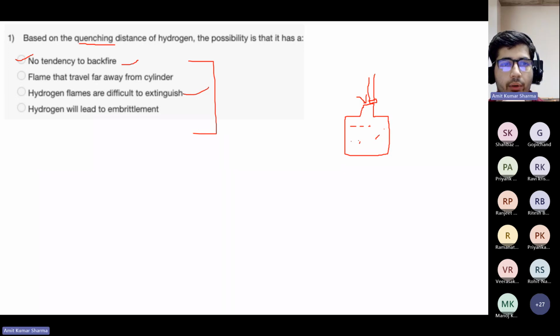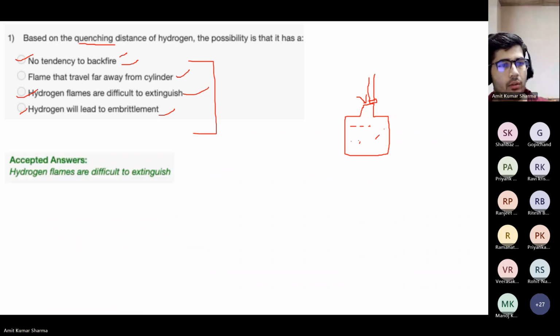Hydrogen will lead to embrittlement? No, because that is a different aspect. The correct option will be flames are difficult to extinguish, because of its tendency to backfire. So it's near to the cylinder. So option A is wrong, B is wrong, D is wrong. So C is correct.